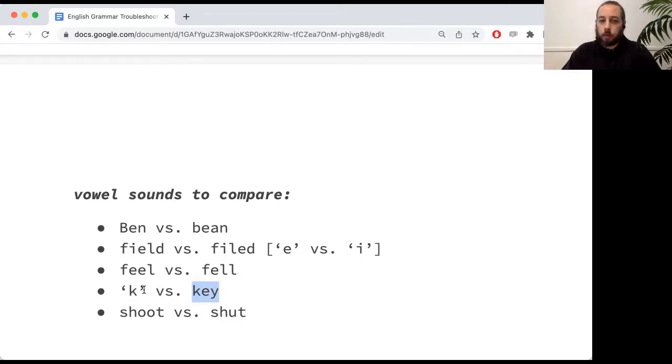All right, so let's try these sounds. K, key, K, key. Note the position of the mouth. K, it doesn't move much. K, key. It opens up quite a bit.